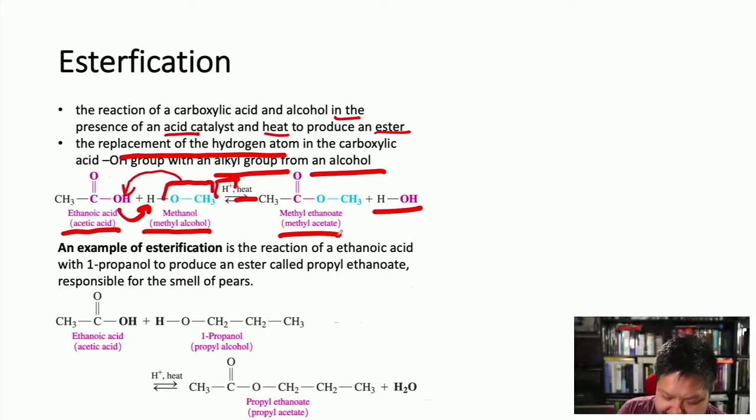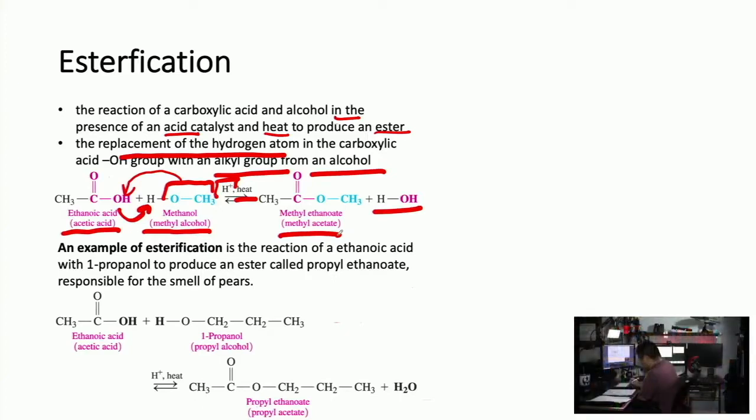Quite simply, you are replacing the OH, the hydroxyl group of the carboxylic acid, with the alkyl group, minus the proton from the OH of the alkyl group. Right? So here's another example. We have again acetic acid. This time we have propyl alcohol or 1-propanol. And then when we treat it with some acid and some heat, what do we get?